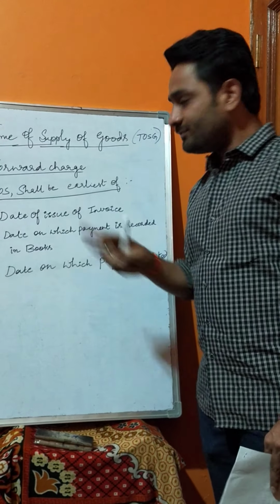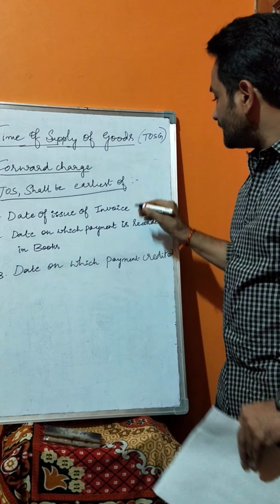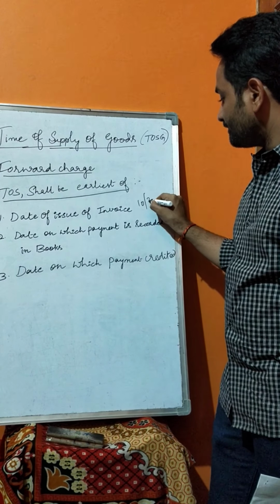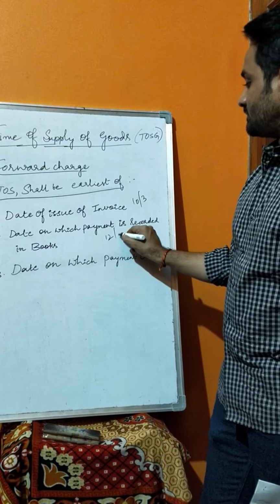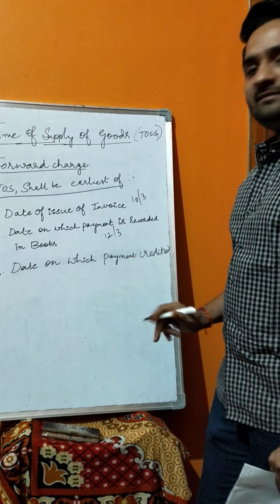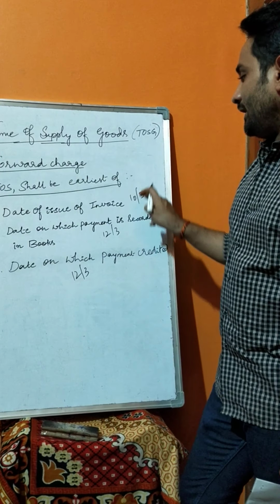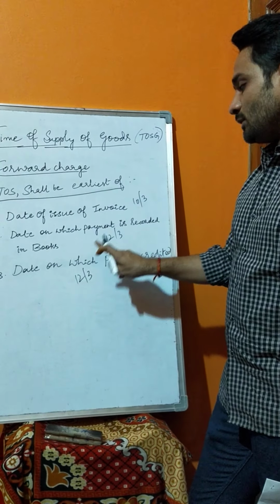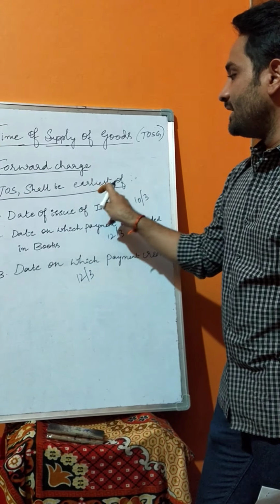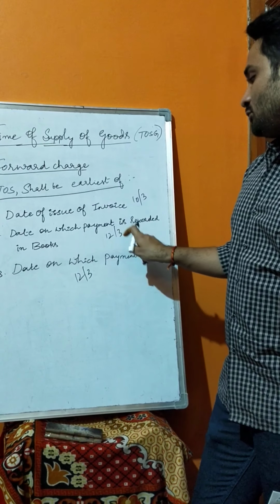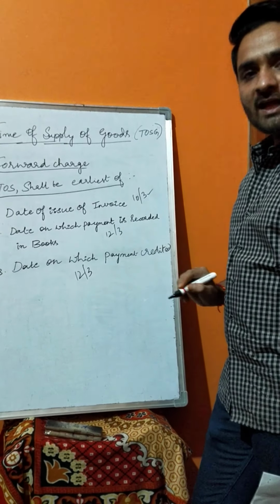For example, if 3 dates are there, let us assume date of issue of invoice is 10th March. Date on which payment is recorded is 12th March. Date on which payment is credited is 12th March. Look into these three, 10th March, 12th March, 12th March, which is time of supply? Time of supply shall be earliest of these. So here this is earliest, so this shall be taken as time of supply.